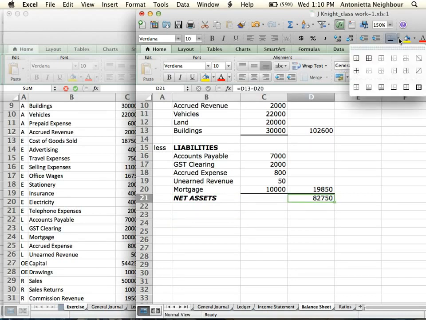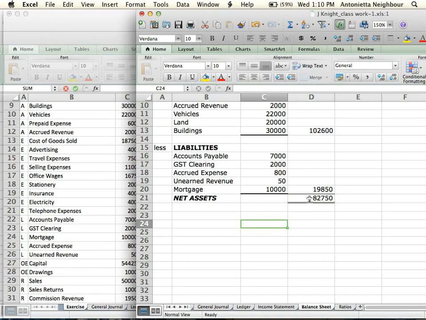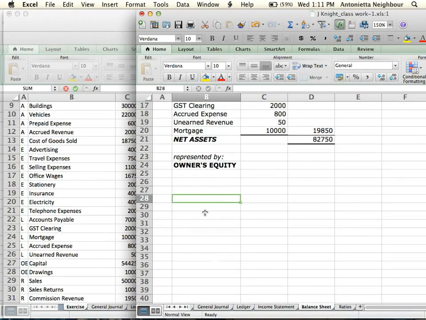And I'm going to double underline that because this is called a balance sheet, remember? The reason why it balances is because A take L, in this case 82,750, should equal my owner's equity. So let's hope it does. Okay, leave a row blank and key in "represented by," because that's going to be represented by my owner's equity. And this is always set out in the same way.